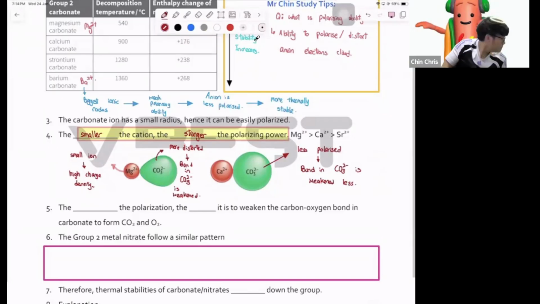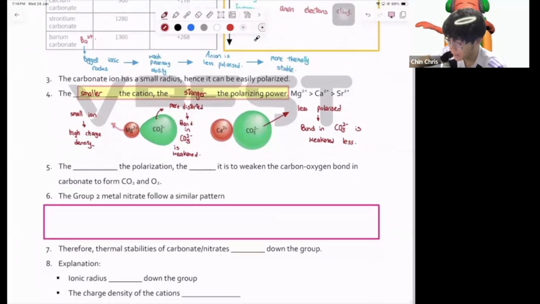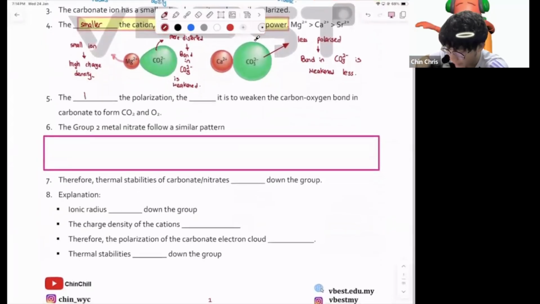Okay, clear? Please write it down. All right, guys, now I can say that the lesser the polarization, the harder it is to weaken the carbon-oxygen bond.